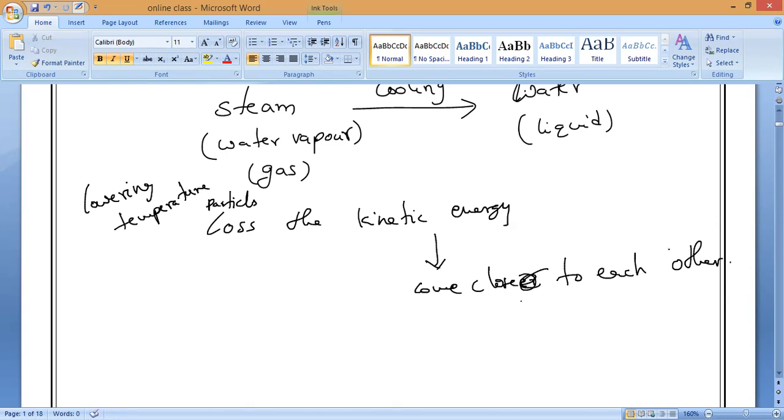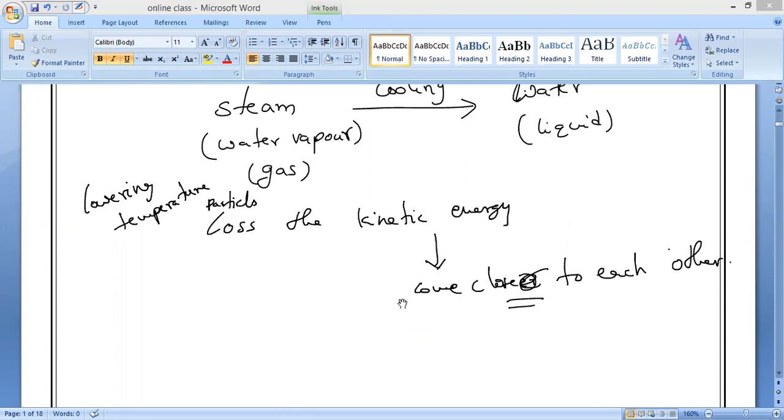That is the process we call what? Condensation. Is it okay, everyone? So simply we can say condensation is the opposite of something. The particles will move closer and closer, and finally they will start being attached to each other. That is what we say: they form a liquid.